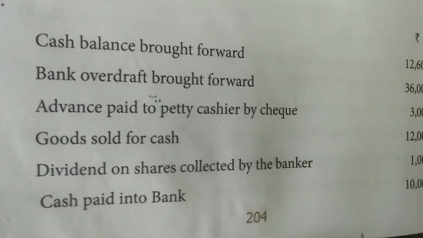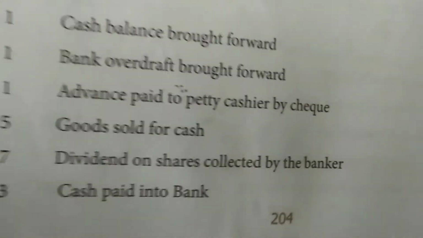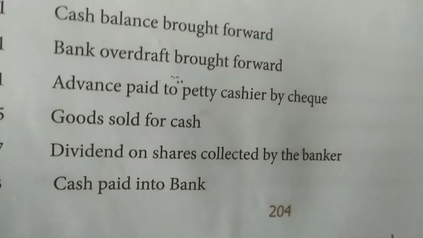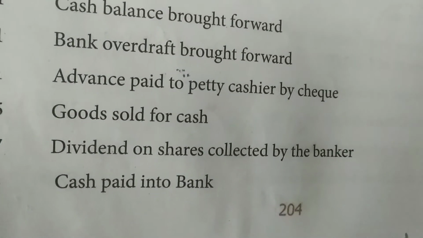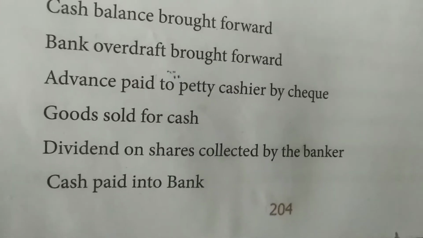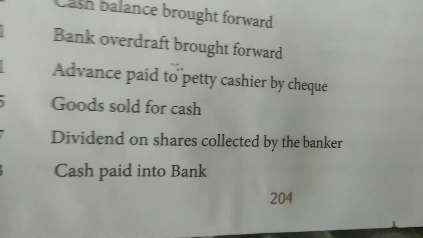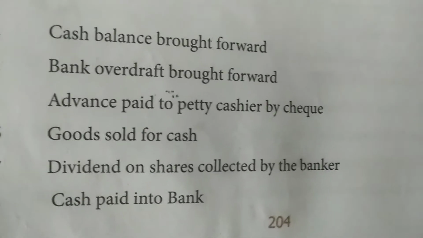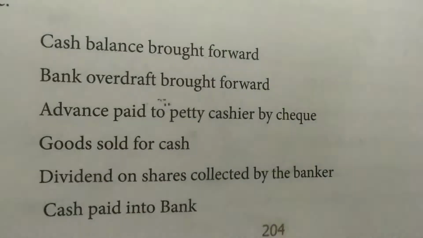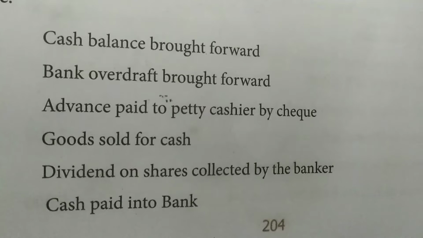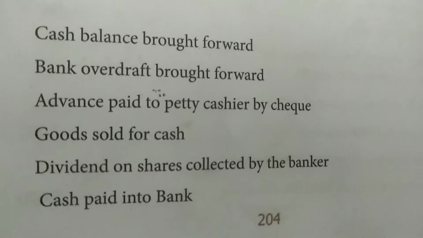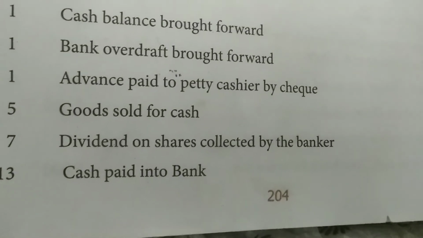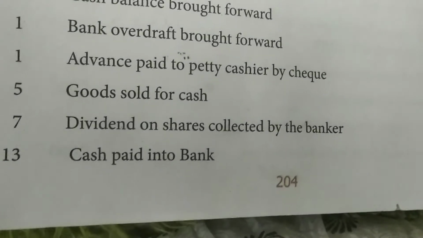As I told you about the contra entry, here both cash and bank are coming in the same transaction. I told you there are only 2 situations where you have contra entries. One is cash paid into bank. The other one is cash withdrawn, taken from the bank, like cash withdrawn from bank for office use. Here it is a contra entry, so it will be recorded on both sides, the receipt side as well as the payment side.